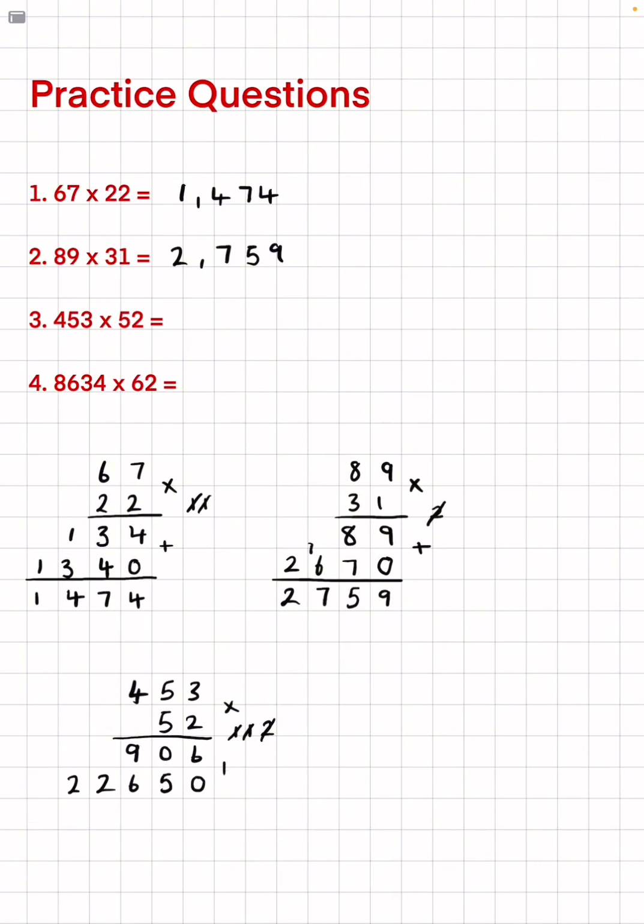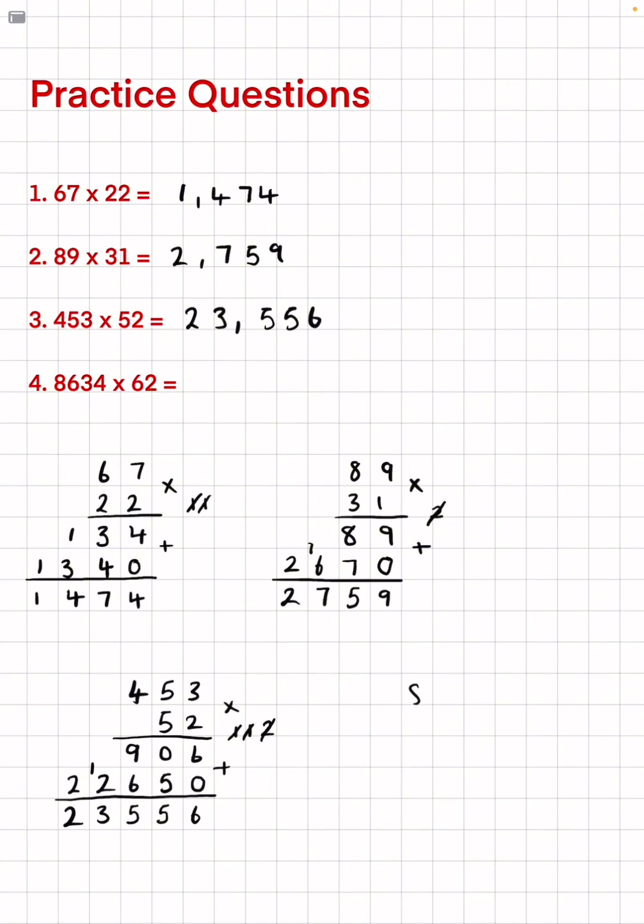To get the answer, we're going to add these two numbers together. 6 add 0 is 6, 0 add 5 is 5, 9 add 6 is 15. We put the 5 down, carry the 1. 2 add 1 is 3. 2 add 0 is 2. So the answer is 23,556.